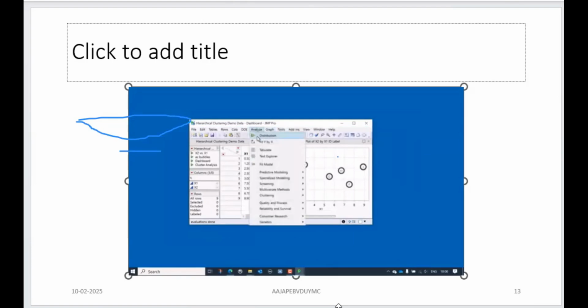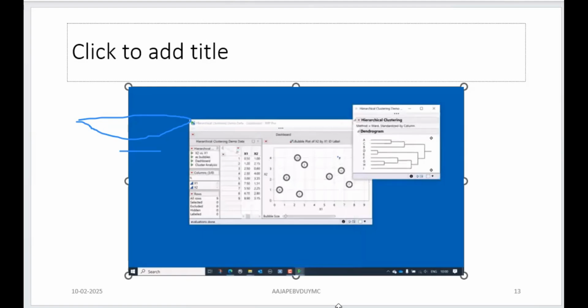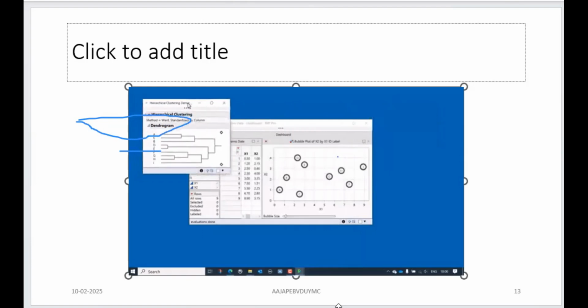Using a computerized system, how you can go. Just observe. We will repeat it again tomorrow. So you are going for constructing a dendrogram.